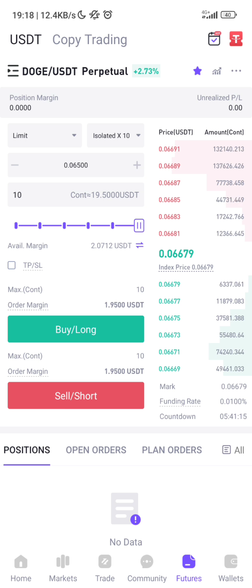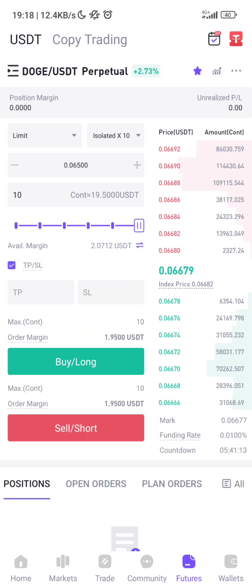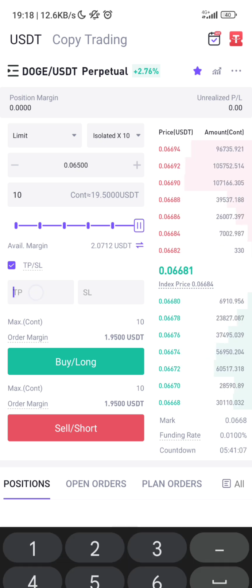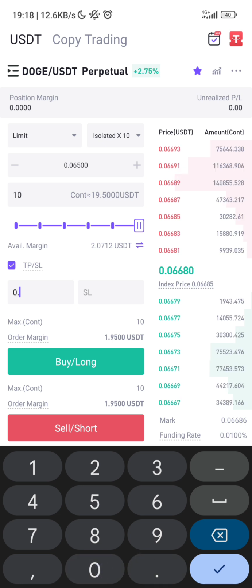Now this TP means what? My take profit and my stop loss. That means when it gets to this point, I'm buying at 0.065. Now let me say my profit at 0.07100. That means when it comes up to this price, I'm going to leave the market, right?